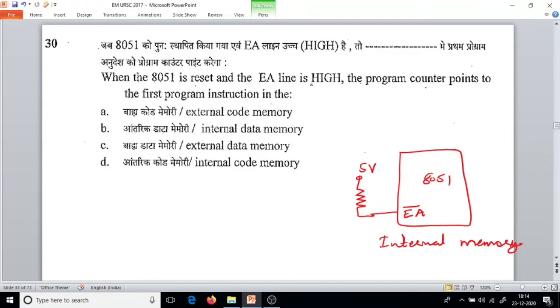When the 8051 is reset and EA line is high, the program counter points to the first program instruction in the, it will be either external code memory or internal code memory. It should be one of these, D, or it will be in code memory. The question is about code memory. The first program instruction will always point to the code memory only, whether it is internal or external. Now this is how I'll connect EA bar. So EA equal to high, that is what he is telling. I will assume there is an inverter, and we are giving high here. The answer is option. Okay, I will come back to this question last, then we'll confirm it.